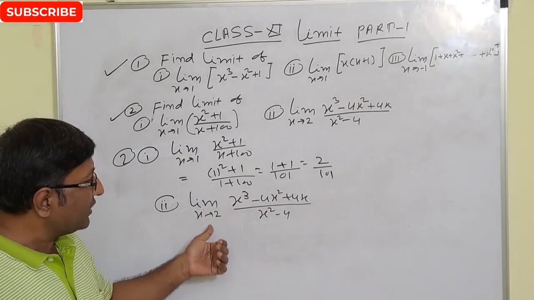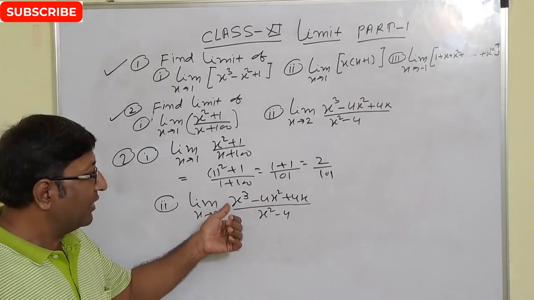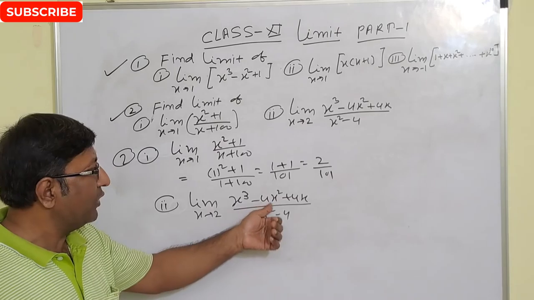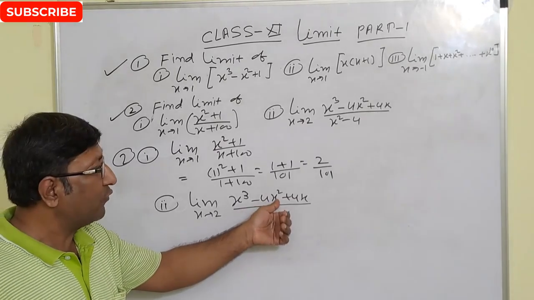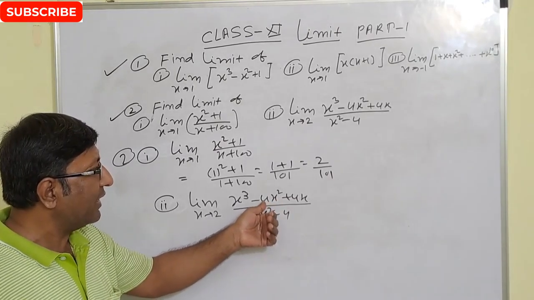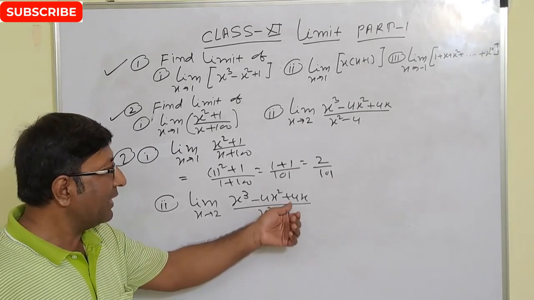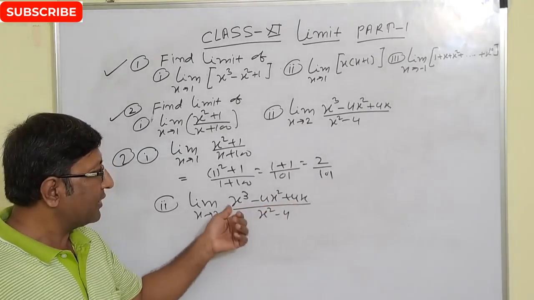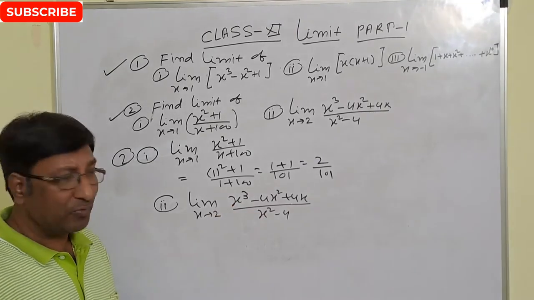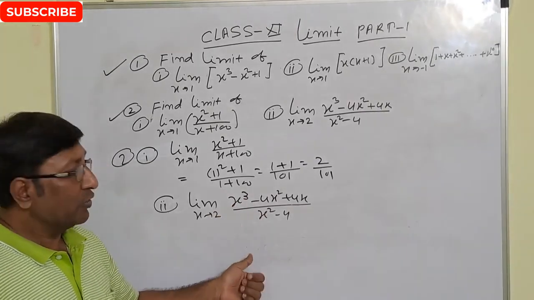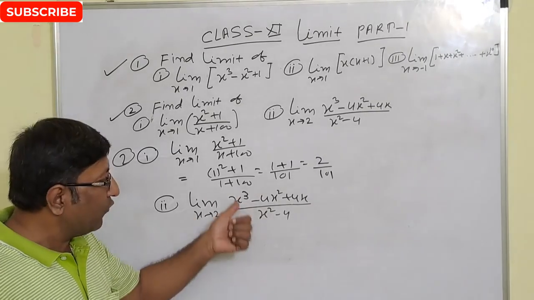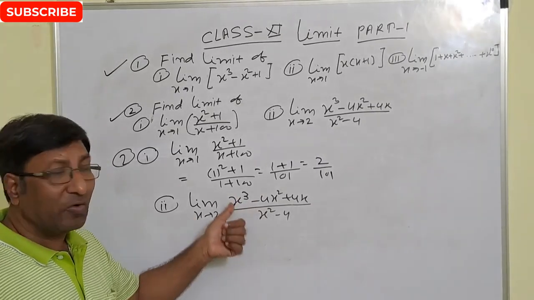If we put x equal to 2 in the numerator, 2 to the power 3 will be 8, minus 4 into 2 square. So 2 square is 4, 4 times 4 is 16, that is 8 minus 16, and here plus 8. So 8 plus 8 is 16, minus 16 is 0. So this is the 0 by 0 form. So we cannot put x equal to 2 directly. We have to first make factors and cancel the common factor.